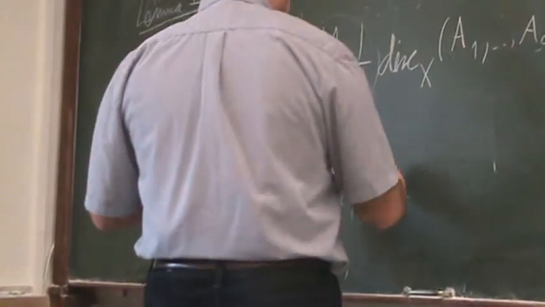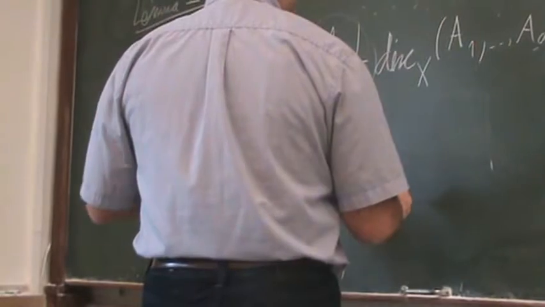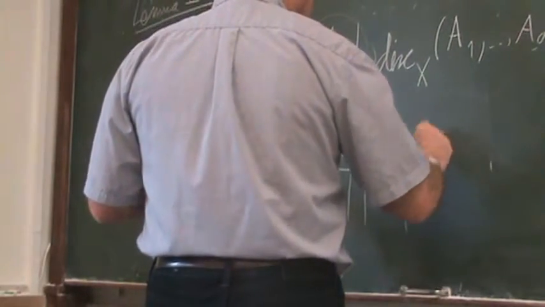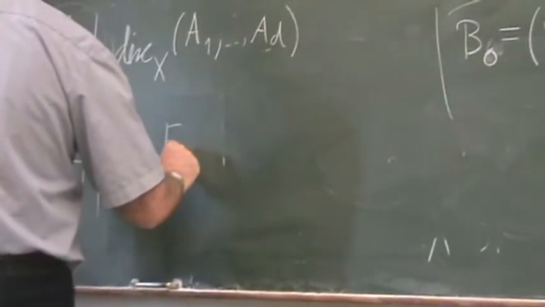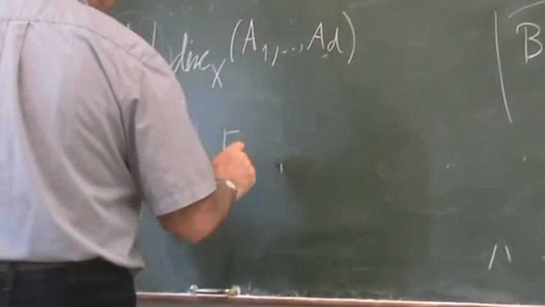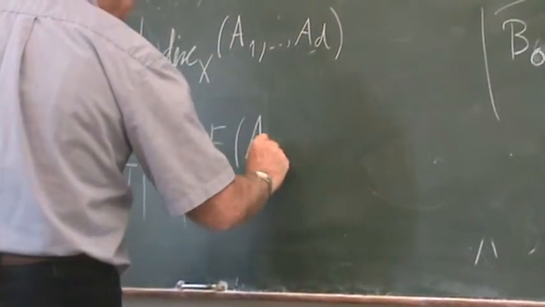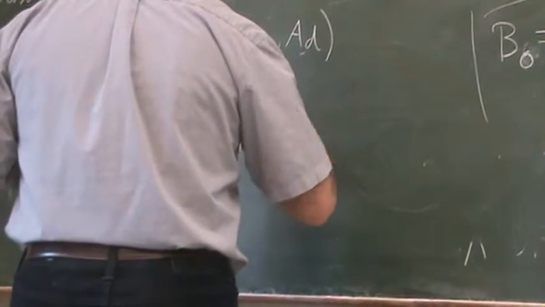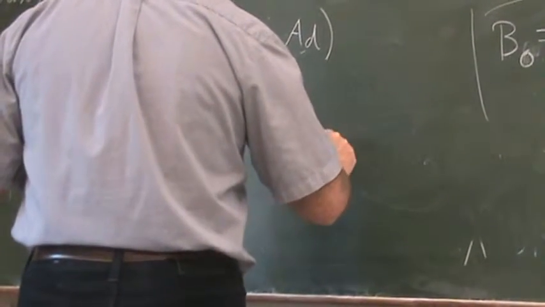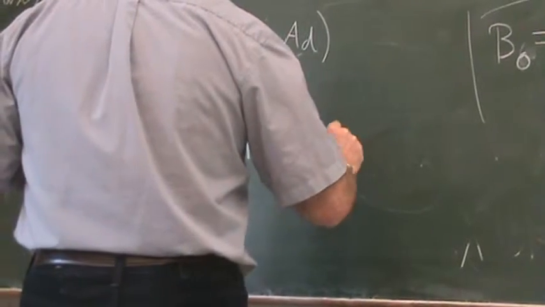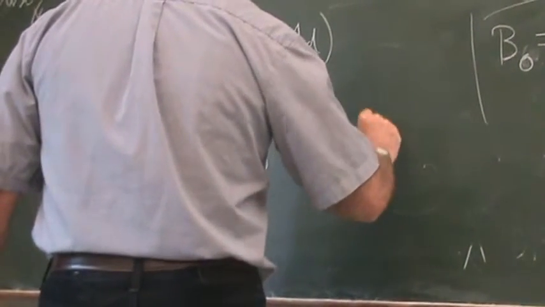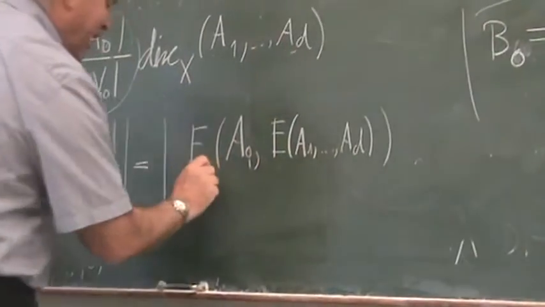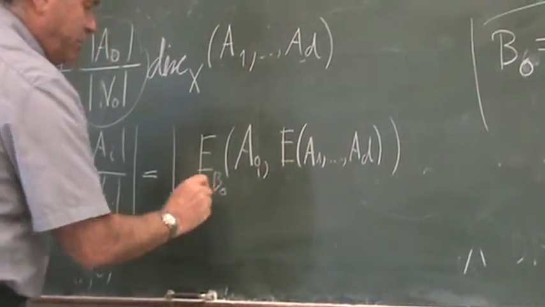And this can be written as E of A0 against E of A1 up to AD. Now this is edges in B0.